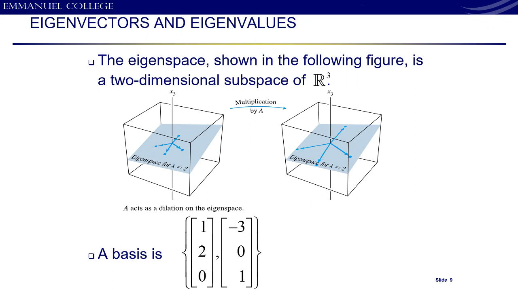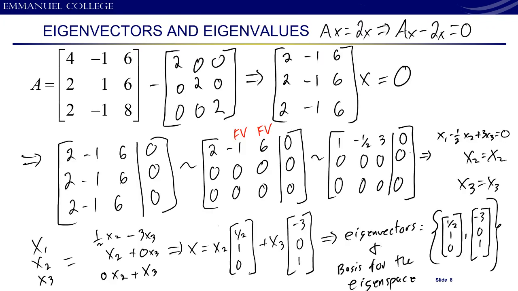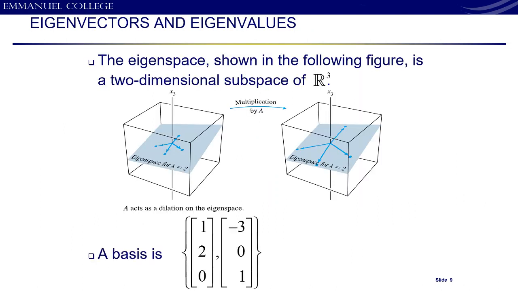So again, if you go back here, we had 1/2, 1, 0. If you wanted to make it a little bit easier, you could say 1, 2, 0. Again, that's for using a basis of the eigenspace. When you're using eigenvectors and eigenvalues, leave it as the original vectors.